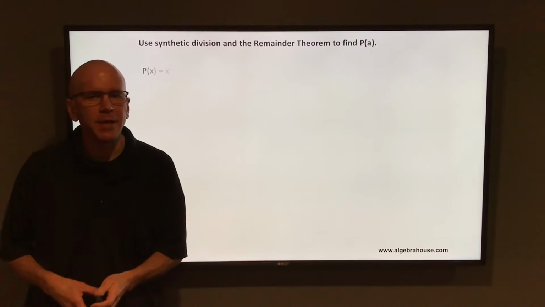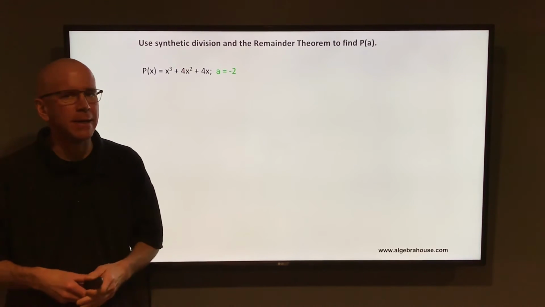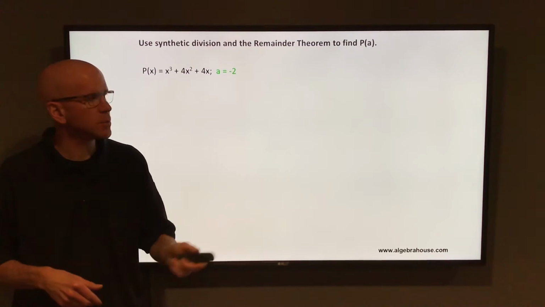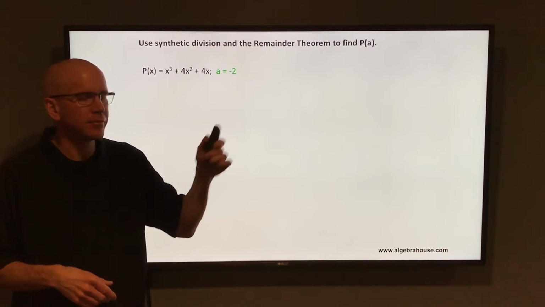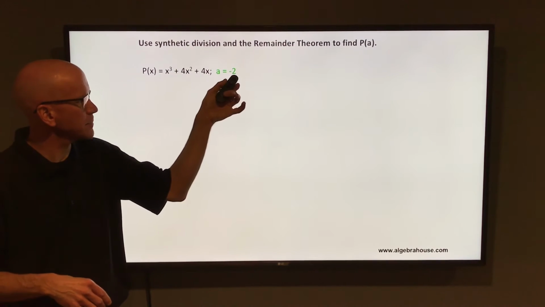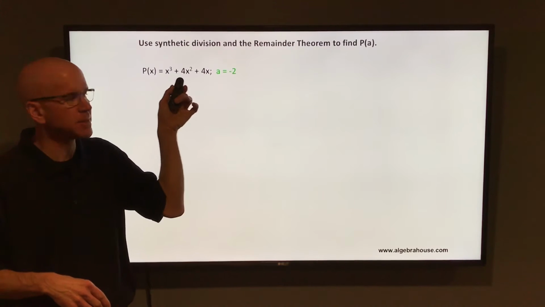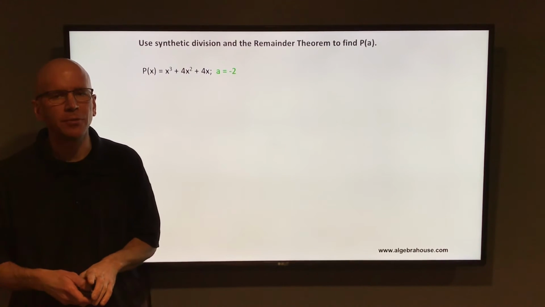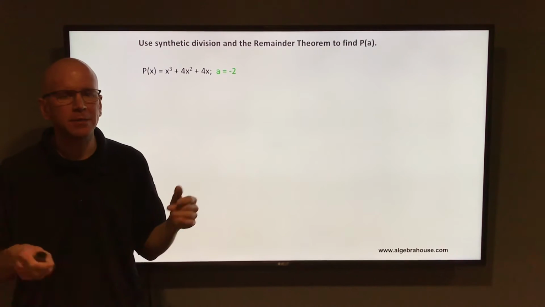Use synthetic division and the remainder theorem to find P of A. So we have P of x equals x to the 3rd plus 4x squared plus 4x. We need to find where A is negative 2. Now don't get confused. It says find P of A. What we're doing is substituting negative 2 in for x because this is P of x. So you could go in and manually replace each x with negative 2, or you could use synthetic substitution.